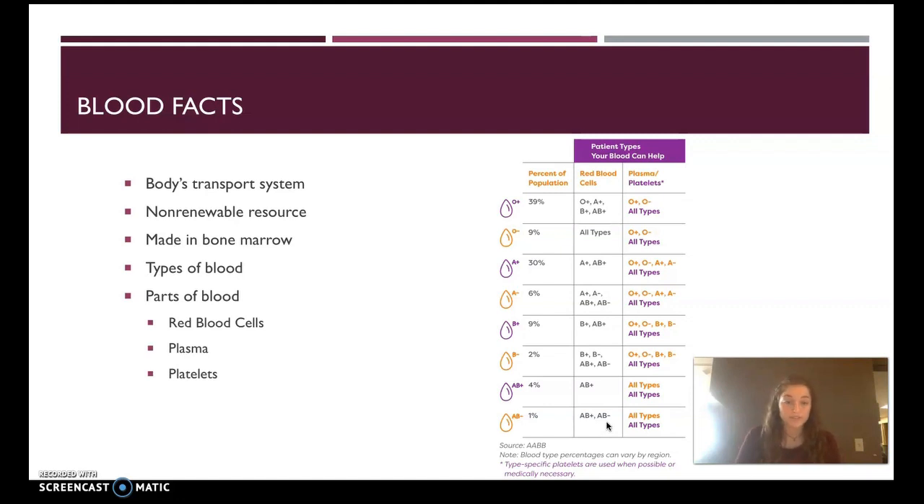There are 3 parts of the blood, and when you donate, each part is separated, and that's why we say you save 3 lives when you donate, because each part goes to a different patient. So you're helping 3 different patients that all have 3 different problems.